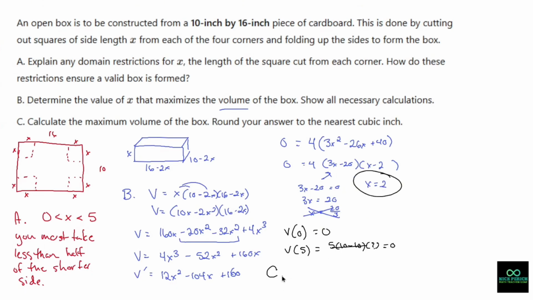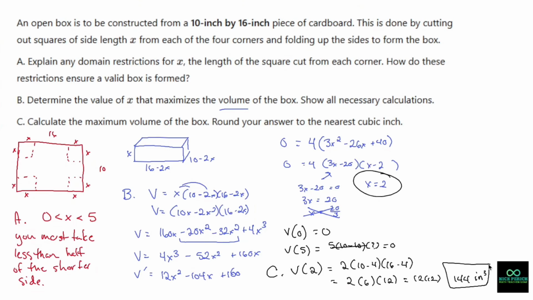So for part C, let's find out why. V of 2 is going to equal, let's use that formula right there, it just seems easier for me, 2 times 10 minus 2 times 2, which is 4, 16 minus 2 times 2, which is 4. That's going to get me 2 times 6 times 12, which is 12 times 12, which is 144. So the answer to part C is going to be 144 inches cubed.